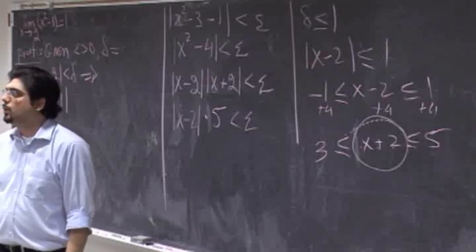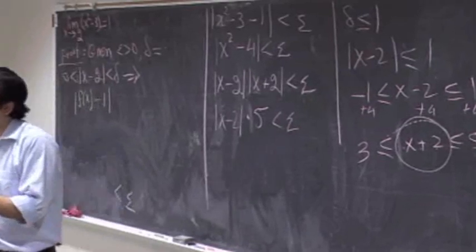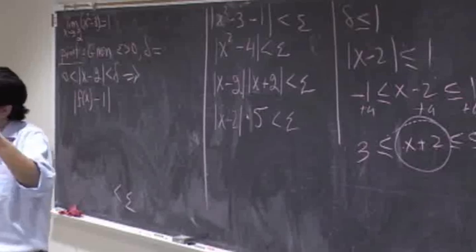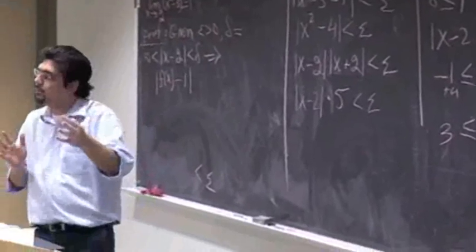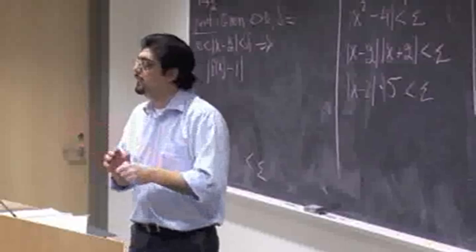Well, it should be the smaller of the two. Right. Because then it might get away from the interval, and on one side it may not work. So you take the more restricted delta.